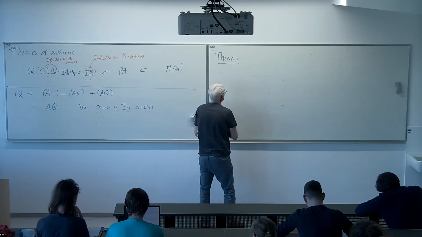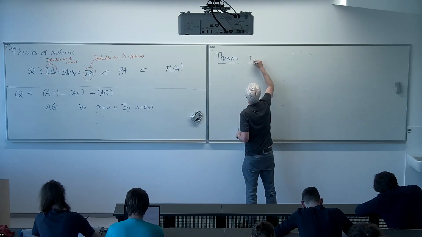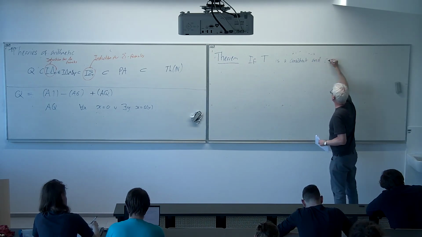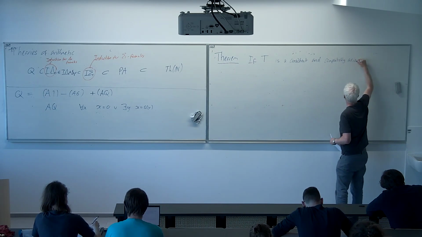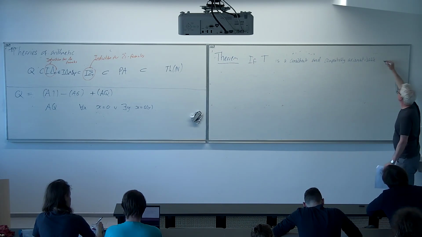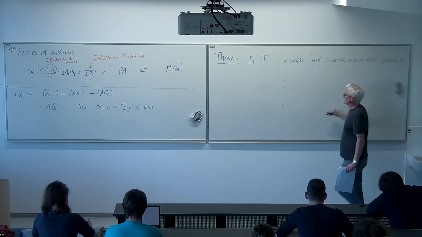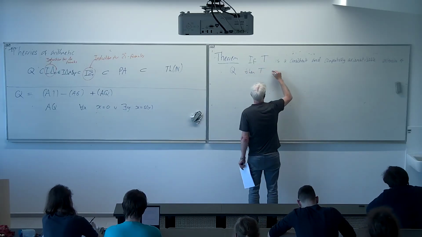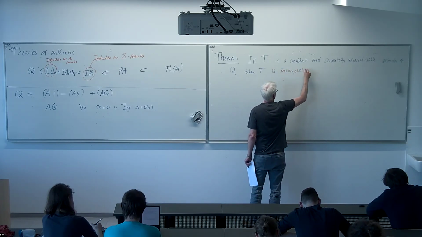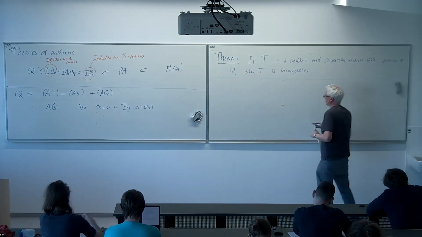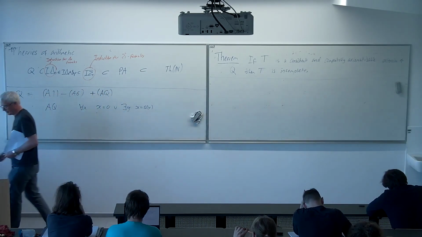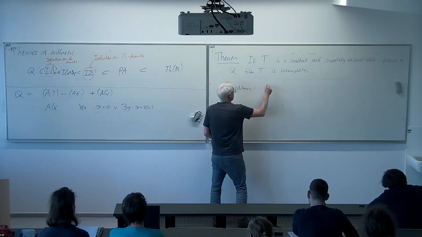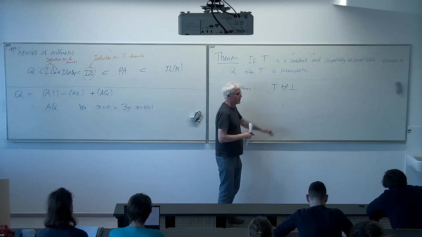So our main theorem is: we have some theory T which is a consistent and computably axiomatizable extension of Q. So all the theorems of Q are theorems of this theory. Then T as a theory is incomplete. So remember, consistency means that false is not in the theory.